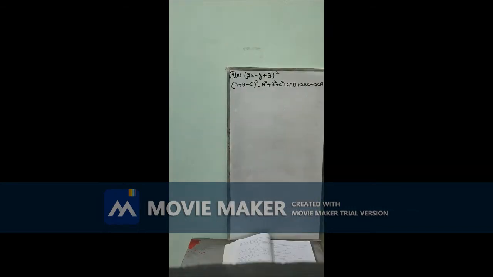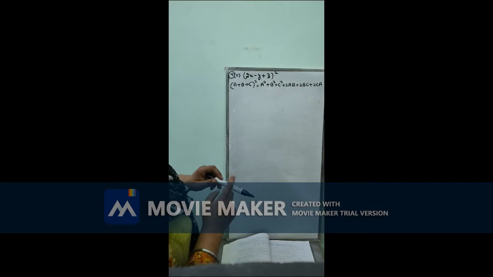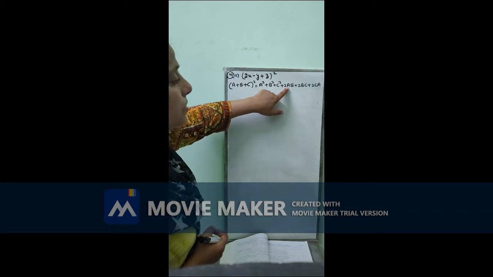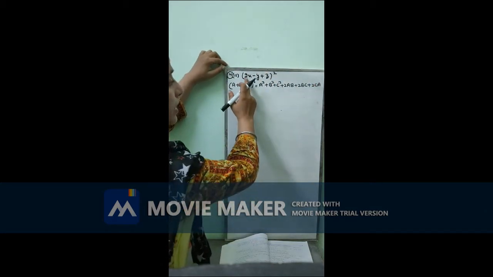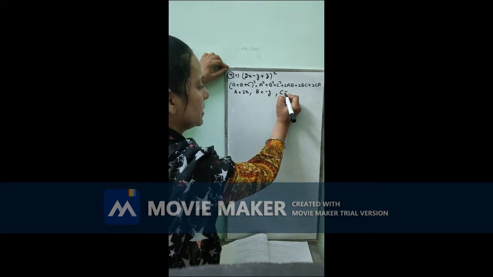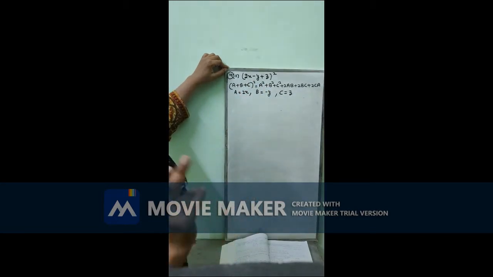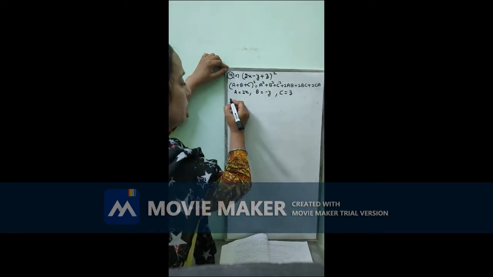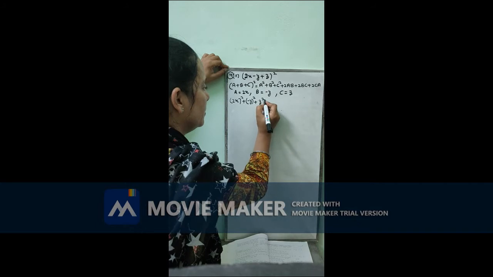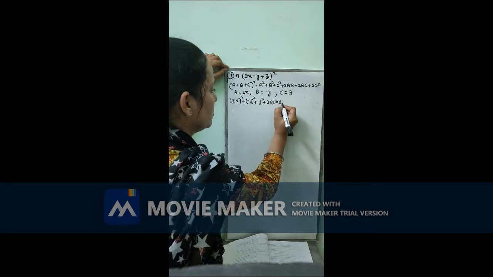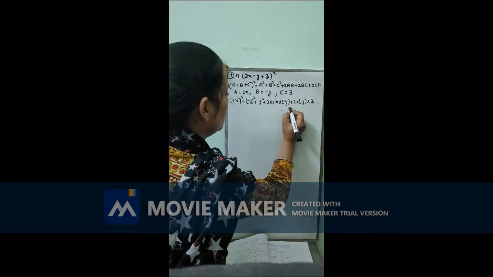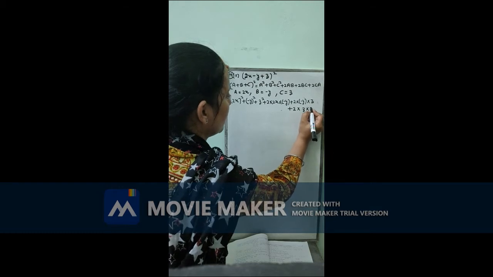Yes students, now we are going to discuss fourth sum second part by using identity a plus b plus c whole square. That is a square plus b square plus c square plus 2ab plus 2bc plus 2ca. Here a is 2x, b is minus y, c is z. If there is a negative sign, you will take that sign along with the term. So 2x square plus minus y whole square plus z square, 2 into 2x into minus y, 2 into minus y into z plus 2 into z into 2x.